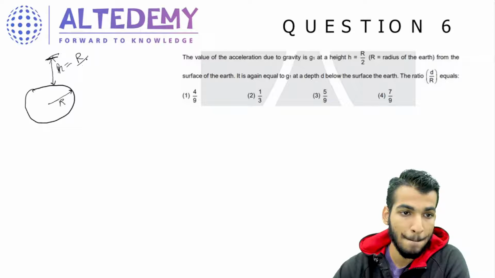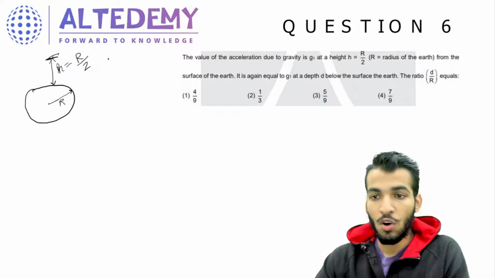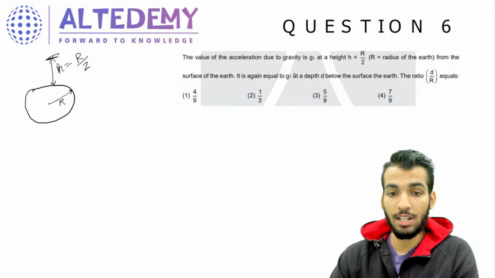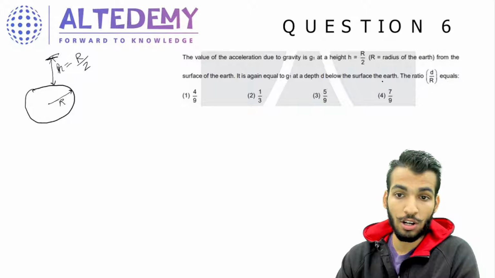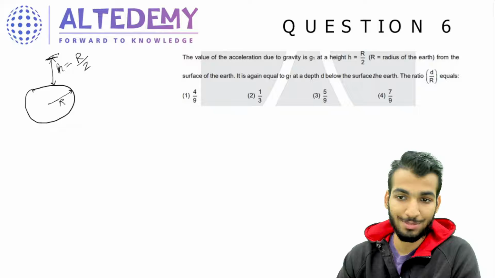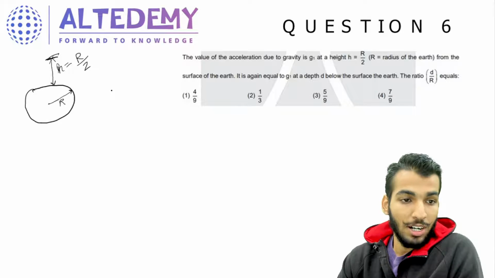R by 2, right? From the surface of Earth, it is again equal to g1 at depth d below the surface of the Earth. They made a spelling mistake; it should be "of the Earth" here. But what do they mean by this?